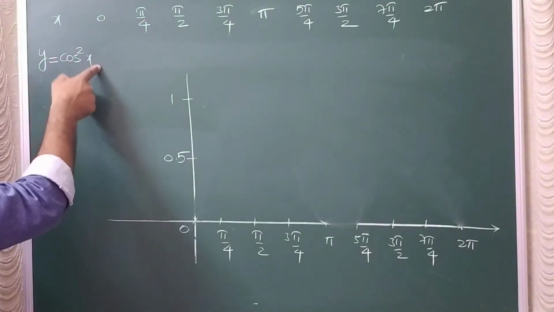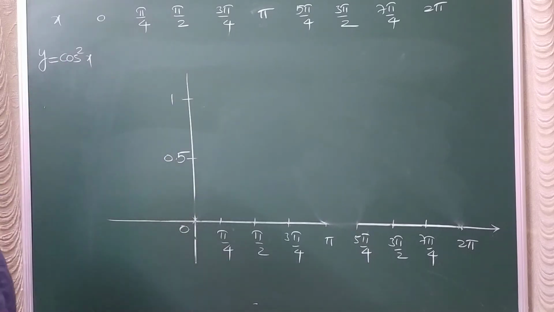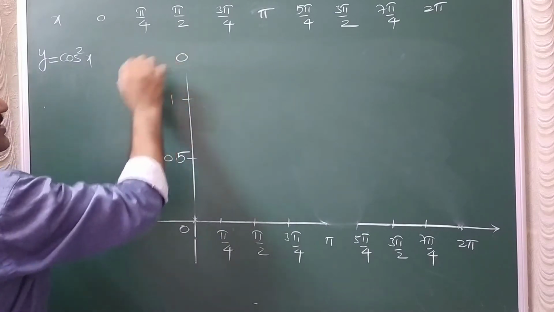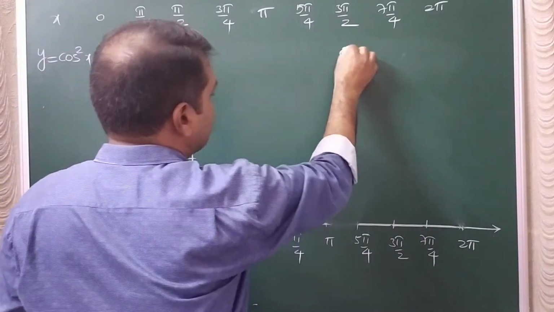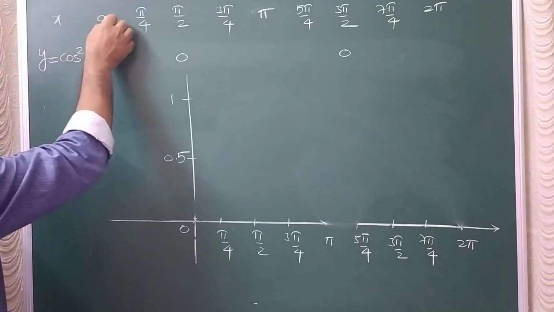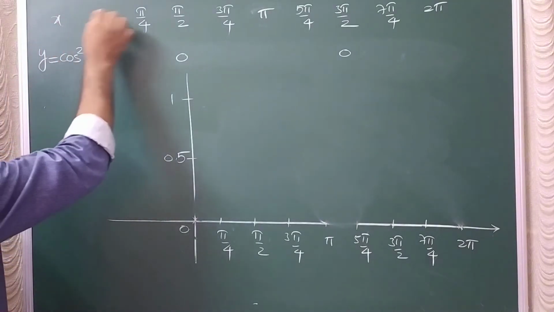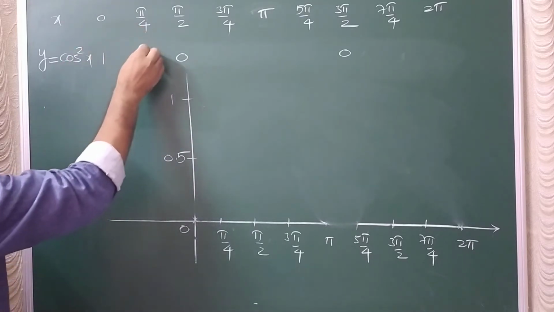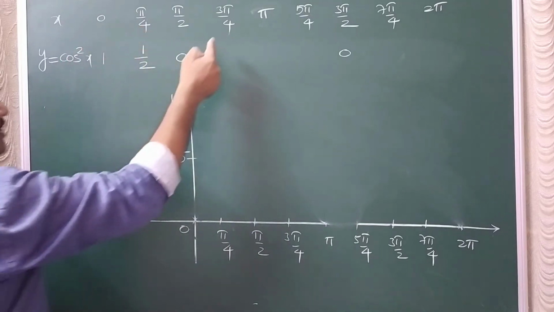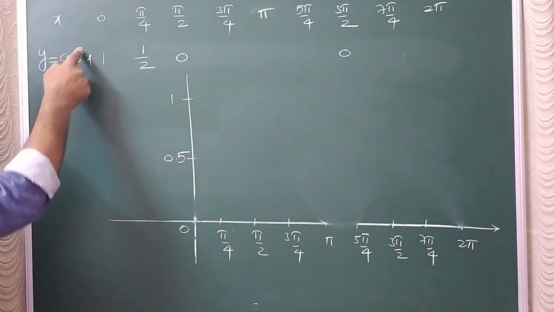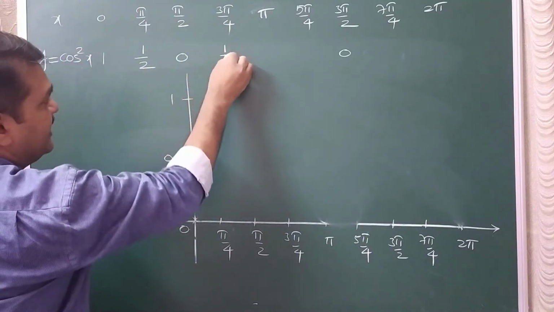We know that cos x will be 0 for odd multiples of pi by 2. So at pi by 2, cos x is 0. At 3 pi by 2, cos x is 0. Okay. Now let us start. At x is equal to 0, cos x is 1. Pi by 4, it is 1 by root 2 whole square. So it is 1 by 2. 3 pi by 4, cos x is minus 1 by root 2. Square is there, no? So 1 by 2.